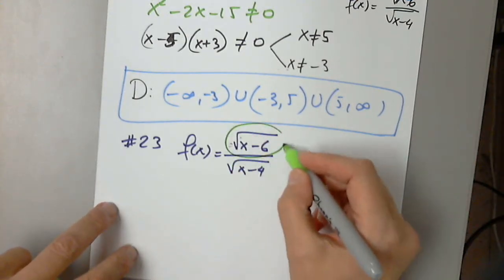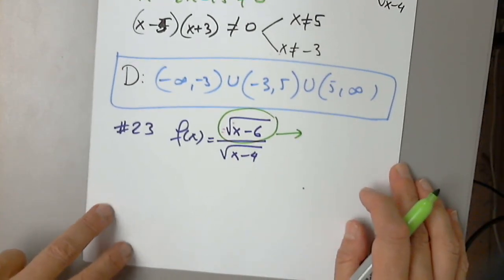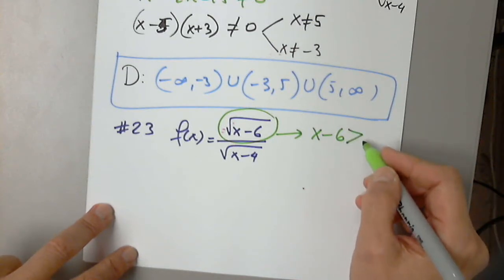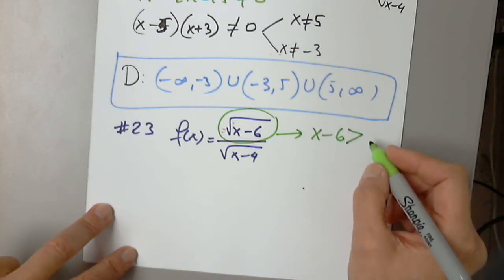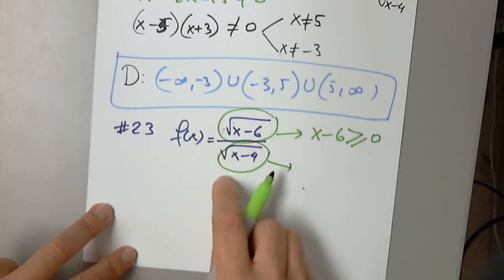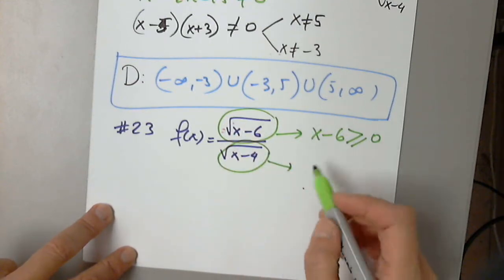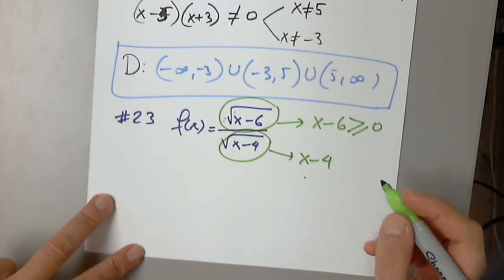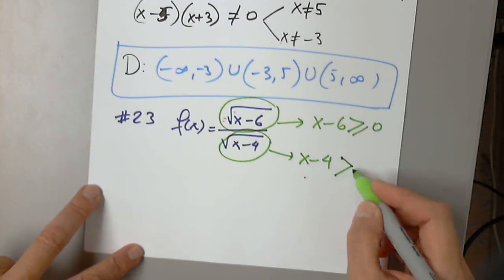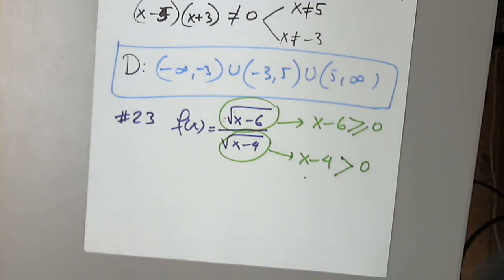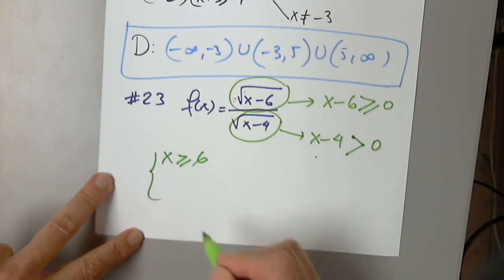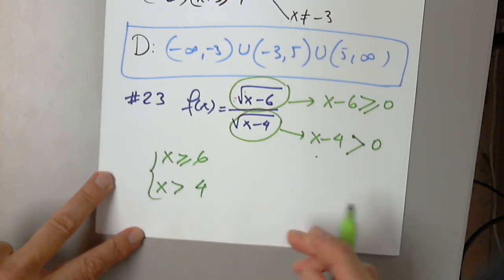So for this piece to exist, what do I have to write? X minus 6 greater than or equal to 0. What about this one? For this radical to exist and the fact that it's in the denominator, I have to write that x minus 4 has to be greater than 0, but not equal to 0 because that piece is in the denominator. Very good. So then I solve the first one as x greater than or equal to 6. I solve the next one as x greater than 4.